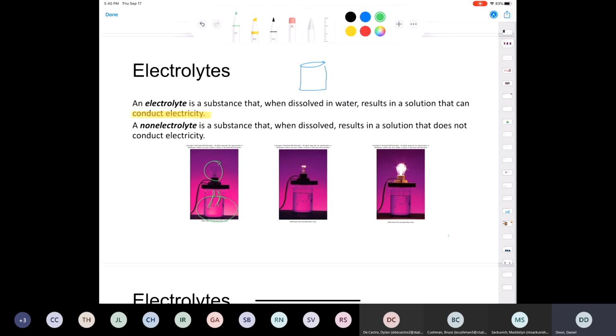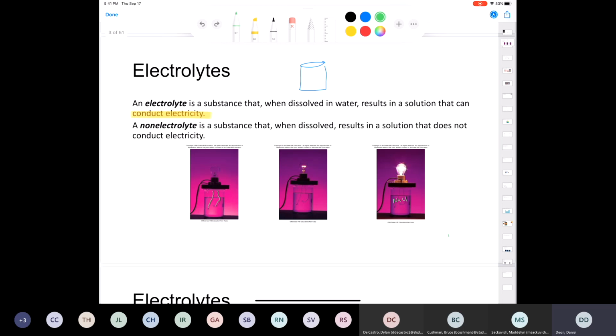Let me give you an example of something that is an electrolyte. Good old table salt, okay? So good old sodium chloride. If you were to put sodium chloride in here, it is an electrolyte. And we're going to discuss what makes it an electrolyte in a little bit. But it is an electrolyte, and it's going to allow the light bulb to conduct electricity.